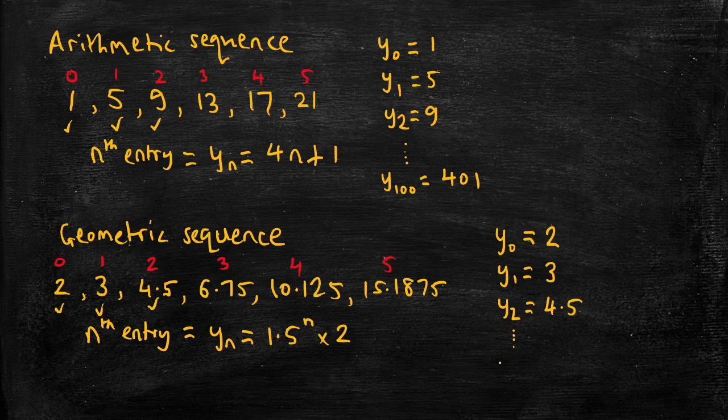And again, we can figure out the entry for any value of n. So for example, n equals 100, it's going to be 1.5 to the power 100 times 2, and that's a really large number, which I'm going to write down using scientific notation as 8.1312 times 10 to the power 17. It's a pretty big number.